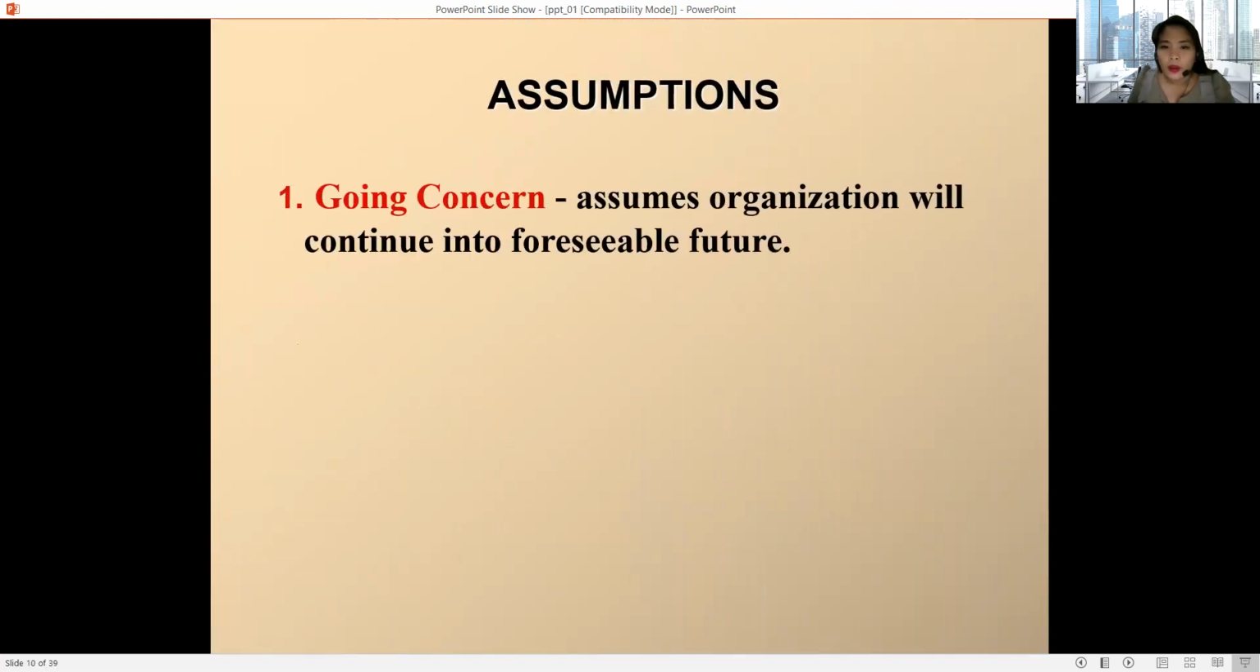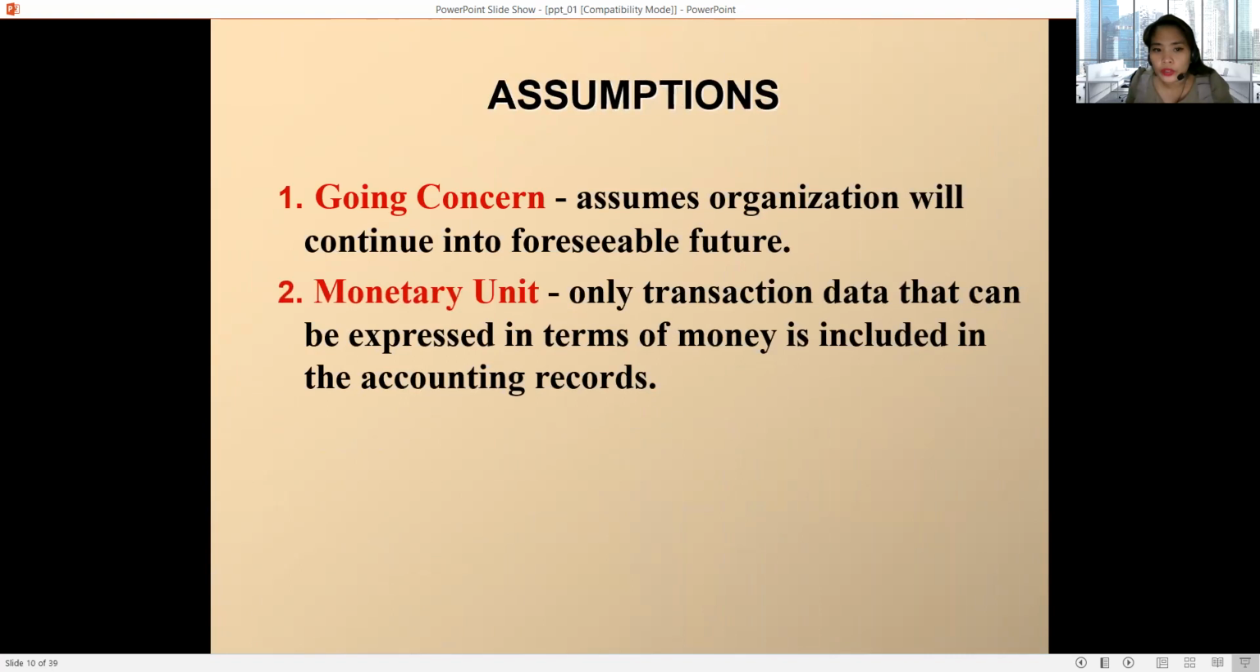Okay? What about the going concern? Going concern principle assumes the organization will continue into the foreseeable future. From the word itself, kapag tinagalog mo, going concern, di ba?